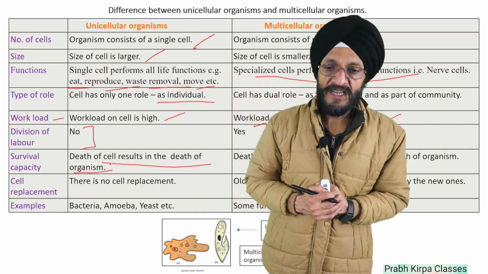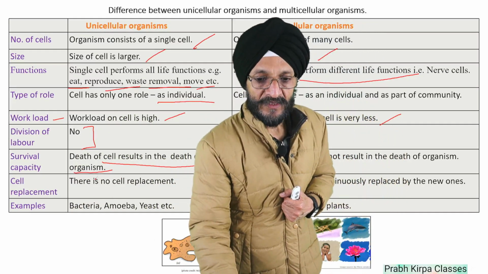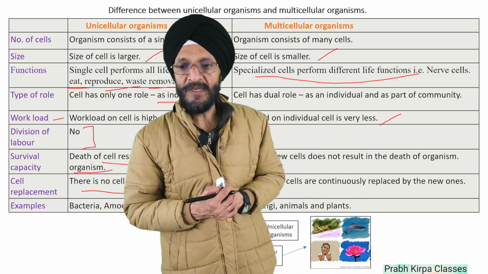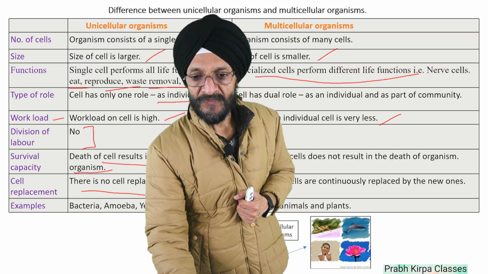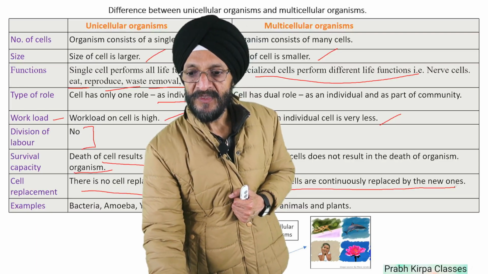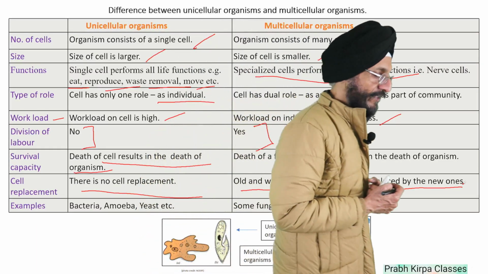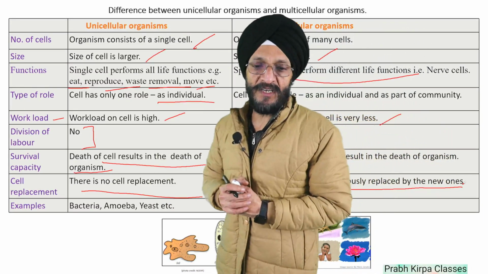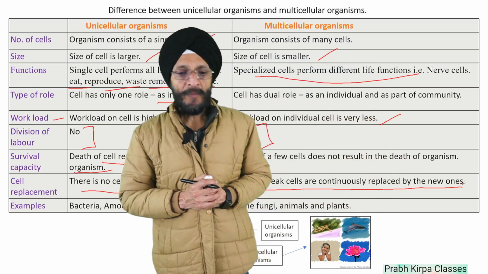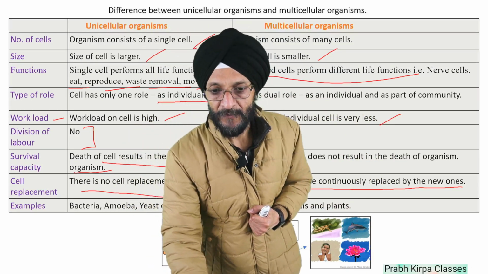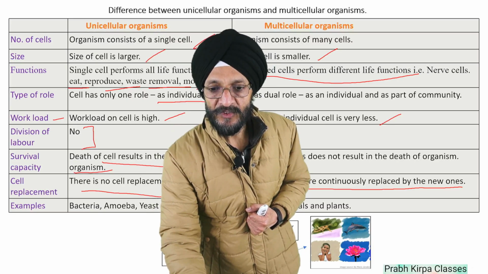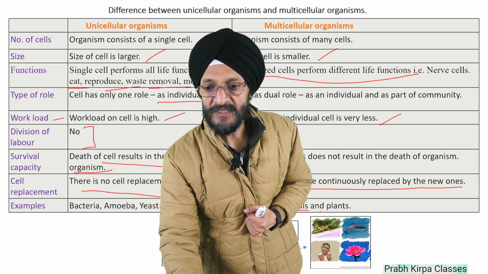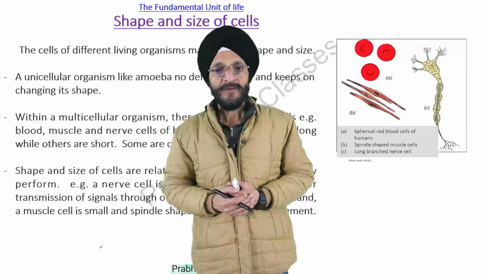Next point is cell replacement. There is no cell replacement in unicellular organisms, whereas in the case of multicellular organisms, old and weak cells are continuously replaced by the new cells. Examples of unicellular organisms are bacteria, amoeba, yeast, etc. Whereas in the case of multicellular organisms, examples are some fungi, animals and plants.